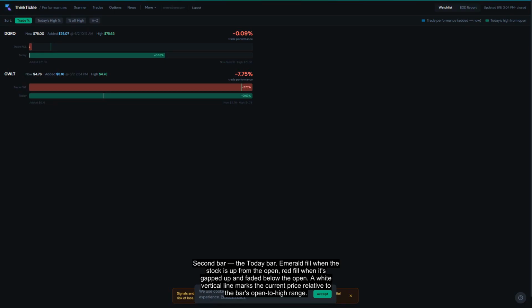Second bar, the today bar. Emerald fill when the stock is up from the open, red fill when it's gapped up and faded below the open. A white vertical line marks the current price relative to the bar's open to high range.